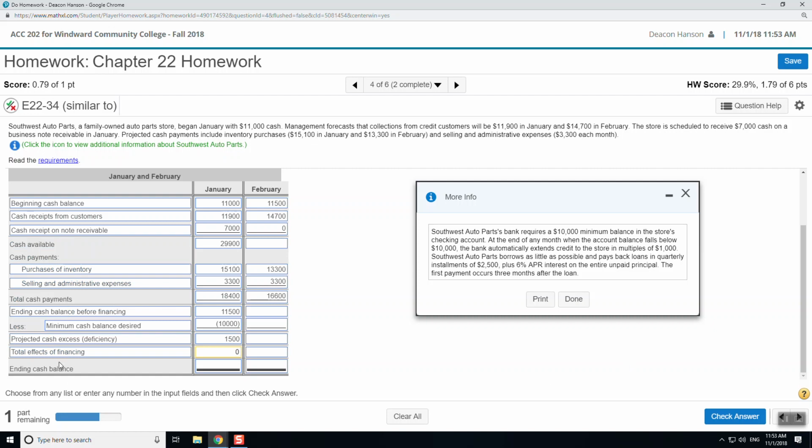In this case, you got to be careful because the ending cash balance will be the 11,500. It's always going to be this ending cash balance before financing plus or minus any of the financing. It has nothing to do with the 10,000. So I'm going to take the 11,500. That's really the ending cash balance that would get carried up to February. Okay.